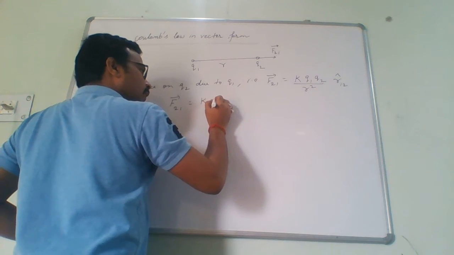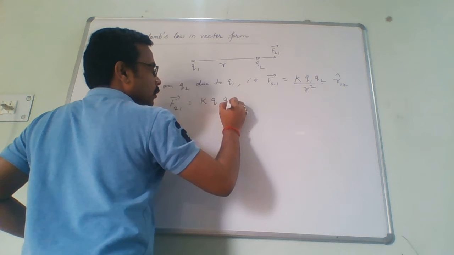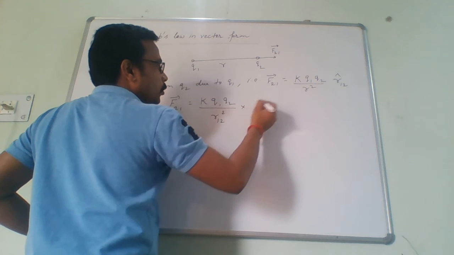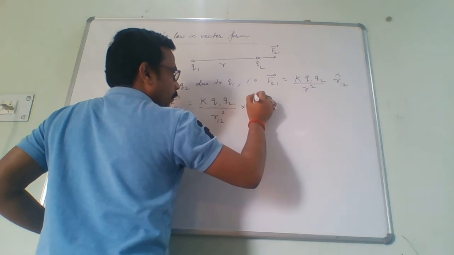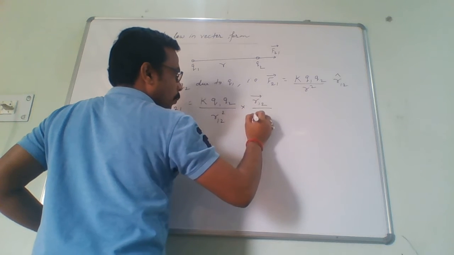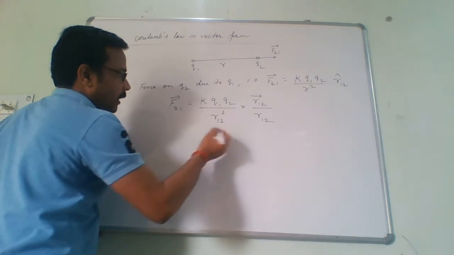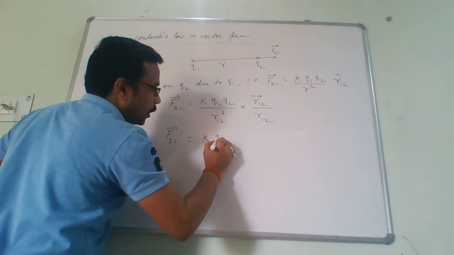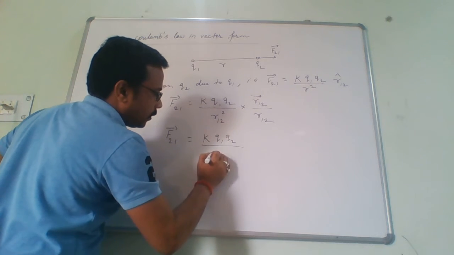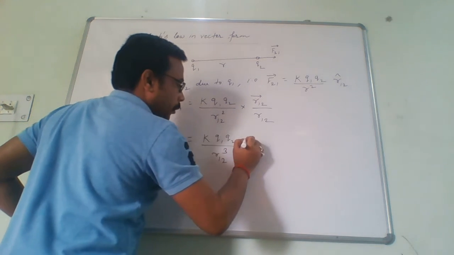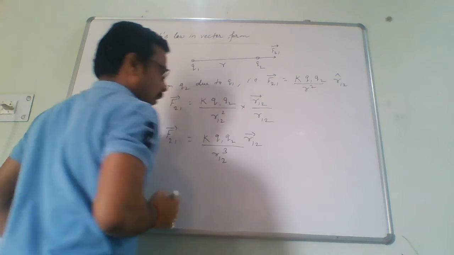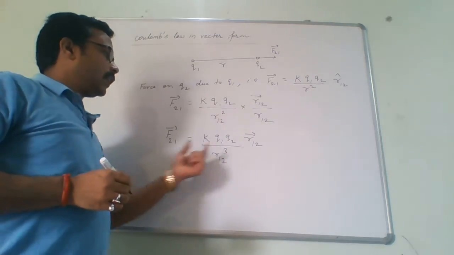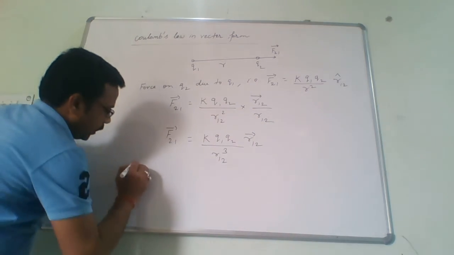So we may again rewrite this expression as k into q1 q2 by r12 square into, for unit vector r12 we may write vector r12 divided by mod of vector r12. So finally F21 becomes equal to k q1 q2 divided by r12 cube into vector r12. We may leave this expression in the form of unit vector, or we may write it completely in the form of vector r12.